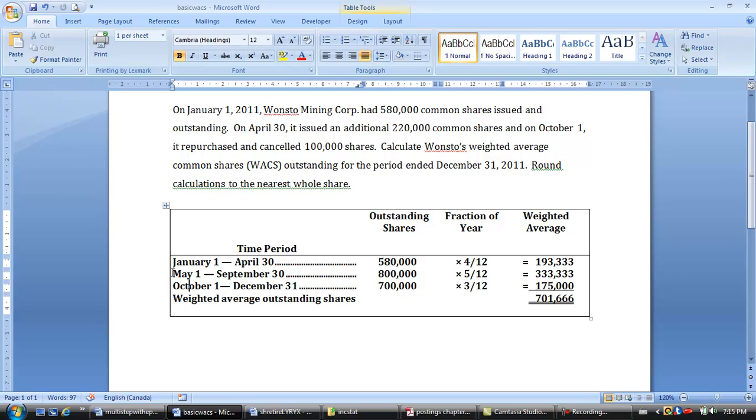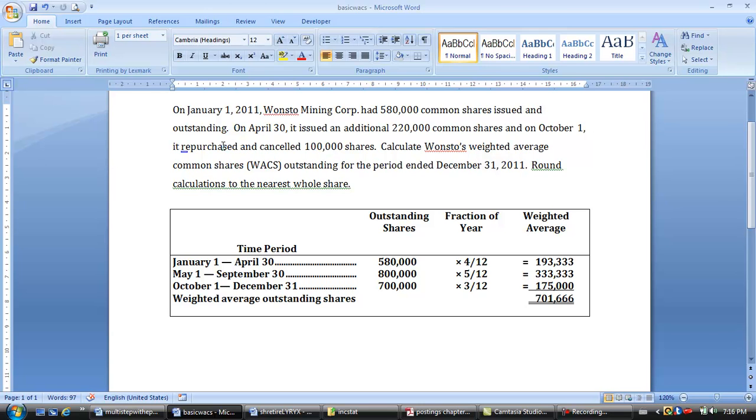So if we focus now just on this period, which is only up to the end of September, because the next day we bought back some shares, right? We repurchased and canceled them. But for this period of time, May, June, July, August, and September, that means I had 800,000 shares outstanding for that 5-month period that goes from May 1 to September 30th. So my weighted average common share amount for that period is 333,333.